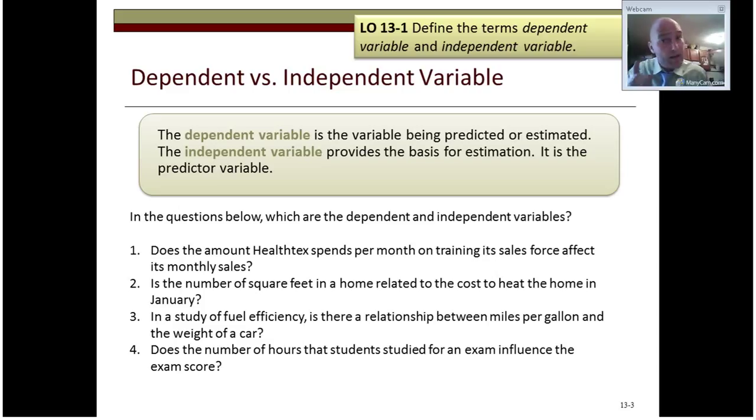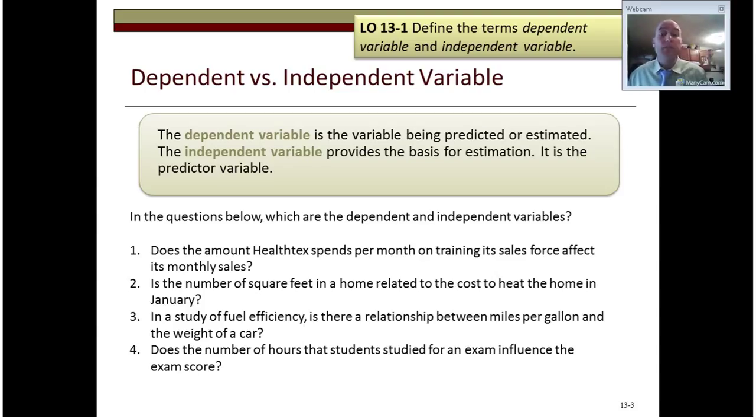In the case of an independent and dependent variable, we're suggesting that perhaps one of them, and that's the independent variable, causes a change in the dependent variable. So if you ever have two variables and you're trying to figure out which one's the independent and which one's the dependent variable, well, just put one before the other and put causes between them. For example, does the monthly amount health tech spends per month on training its sales force affect its monthly sales? In other words, does training cause an increase in sales, or does an increase in sales cause more training? Yeah, that second one doesn't make a whole much of logical sense.